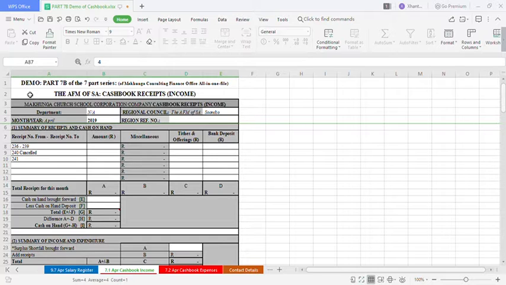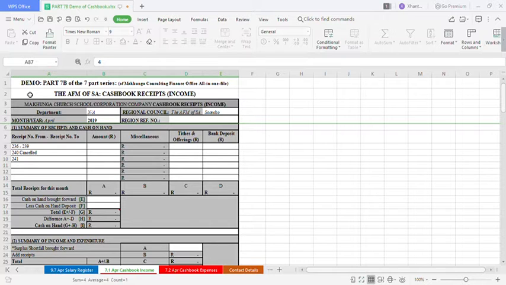May you kindly spare me a few minutes of your time to present to you our simplified program for easily managing your entity's income, expenses, financial report tools, assets, payroll and sales dues, and the filing of same. Today, we'll be doing the demo on the Cashbook of the AFM of SA, which is part 7B of the 7-part series of Makhunga Consulting Finance Office All-in-One File Program.